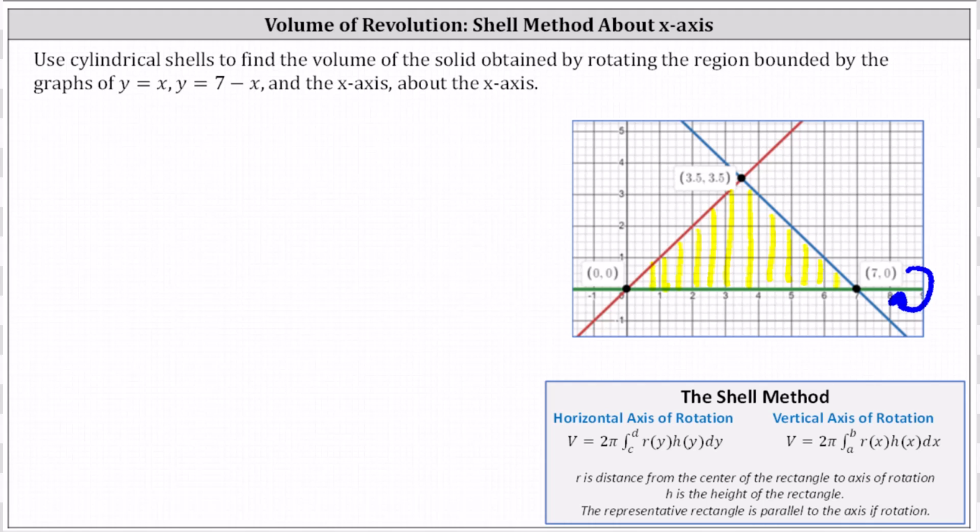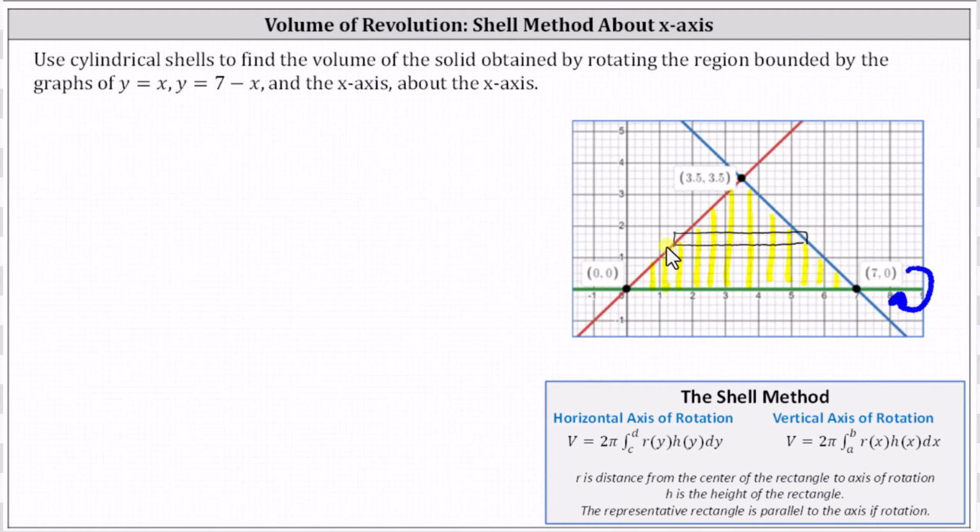Whenever using the shell method to determine volume of revolution, we always want to sketch a representative rectangle that represents one tube or shell of volume when rotated about the x-axis. When using the shell method, the representative rectangle will always be parallel to the axis of rotation. When using the washer or disk method, the representative rectangle will be perpendicular to the axis of rotation. So let's use this as a representative rectangle, where if we rotated this about the x-axis, we would have one shell or one tube of volume of the solid.